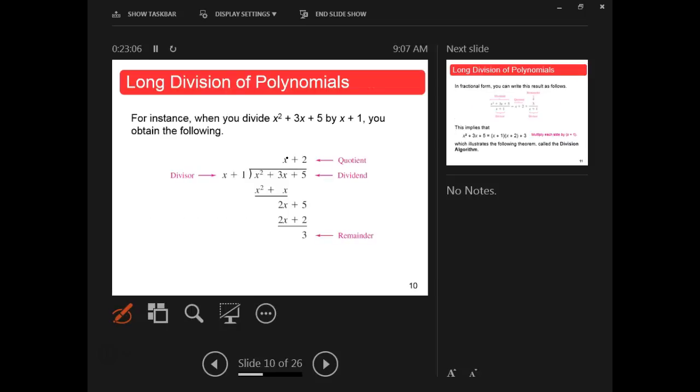There they got the same thing. X plus 1 will go into x squared plus 3x plus 5. X will go into x squared. They put the x over here. X times x is x squared. X times 1 is x. Subtract, and you get 2x here. Bring down the 5. X will go into 2x plus 2 times. 2 times x is 2x. 2 times 1 is 2. When you subtract here, those go away, and you're left with 3, the remainder of 3.